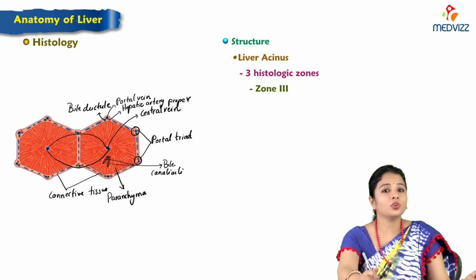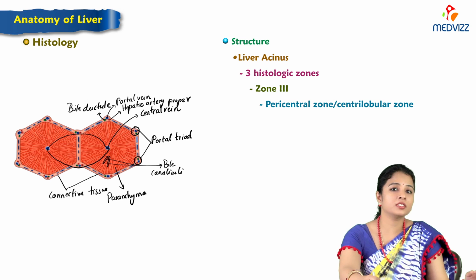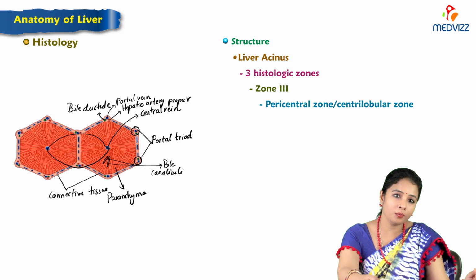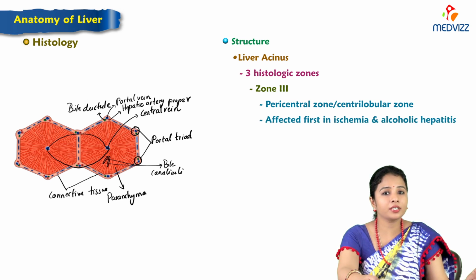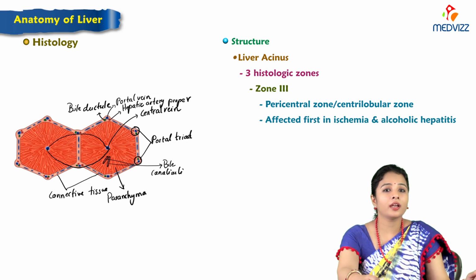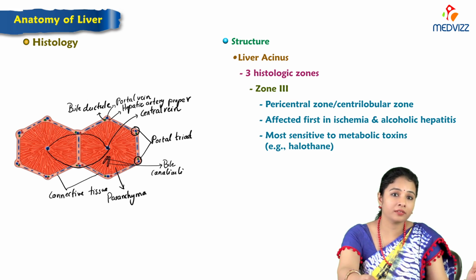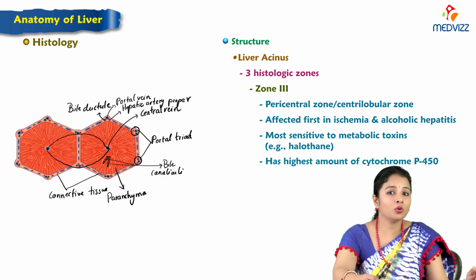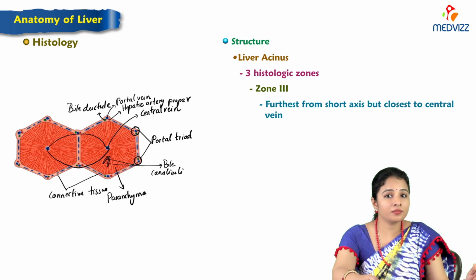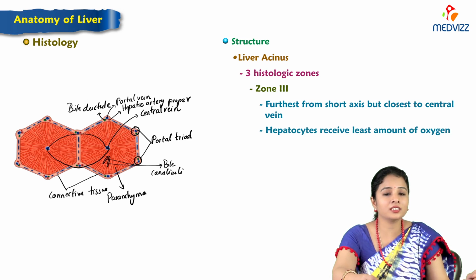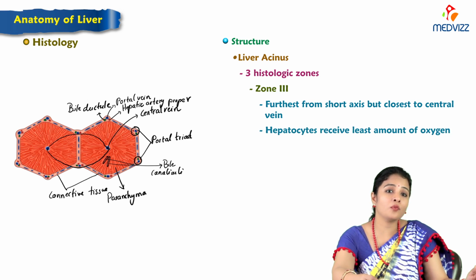Zone 3 is the pericentral zone, otherwise called the centrilobular zone, which is affected first in ischemia and alcoholic hepatitis. It is the most sensitive to metabolic toxins like halothane, and it has the highest amount of cytochrome P450. It is the one furthest from the short axis but closest to the central vein. Hence the hepatocytes receive the least amount of oxygen.